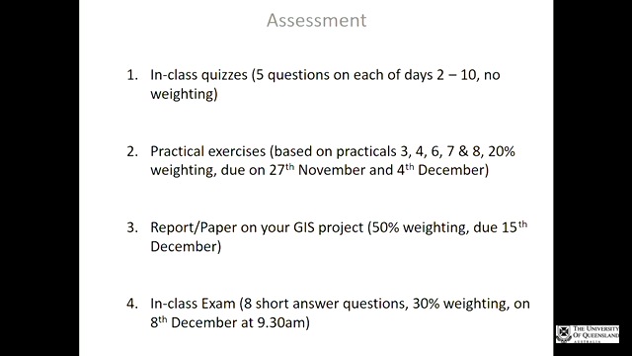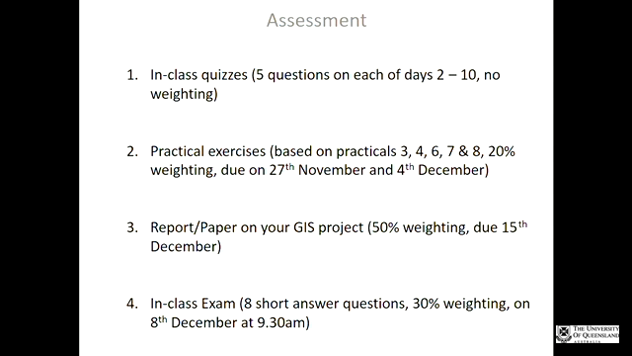The third piece of assessment is the report, a paper on your GIS project. There's quite a large weighting, so this is the bulk of the weighting for the course. The reason for that is that this is where you demonstrate you can integrate the concepts of GIS to answer a real-world problem. It examines your ability to ask the right questions and bring together different types of analyses to answer a specific question.